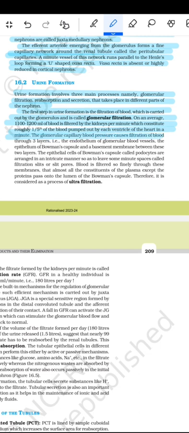The glomerular capillary blood pressure causes filtration of the blood through three layers, that means the endothelium of the glomerular blood vessels, the epithelium of the Bowman's capsule, and the basement membrane between these two layers. The epithelial cells of the Bowman's capsule, called podocytes, are arranged in an intricate manner so as to leave minute spaces called filtration slits or slit pores. Blood is filtered so finely through these membranes that almost all the constituents of the plasma except the proteins pass onto the lumen of the Bowman's capsule. Therefore, it is considered a process of ultrafiltration.